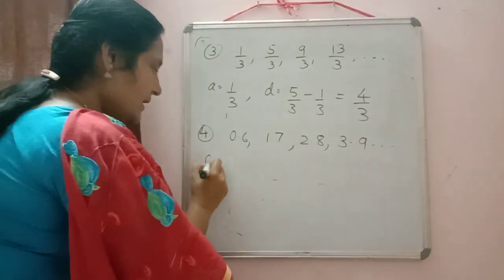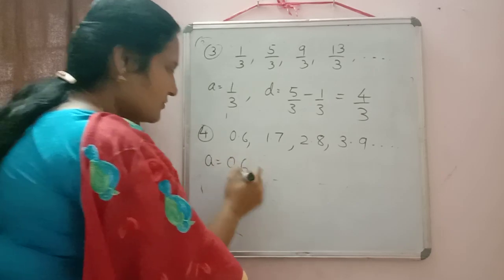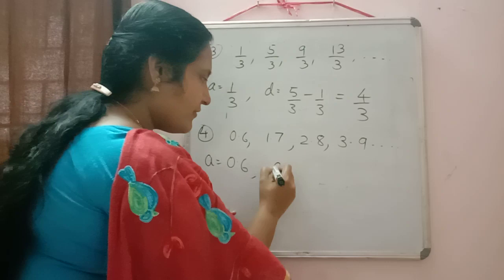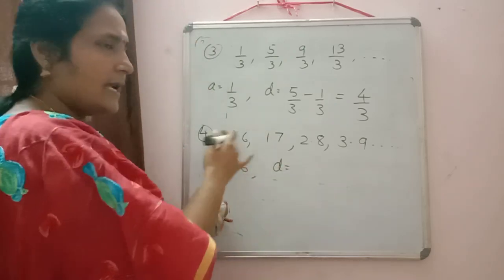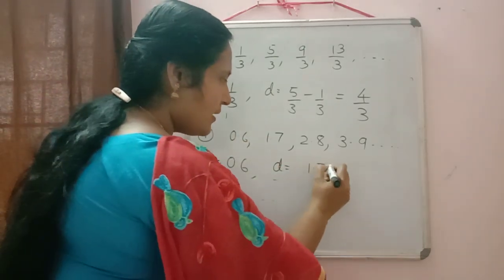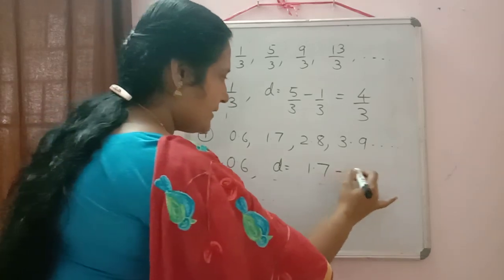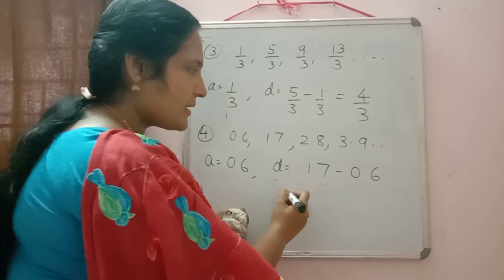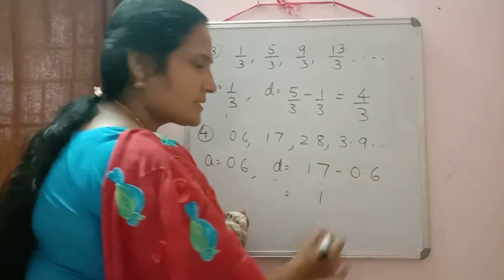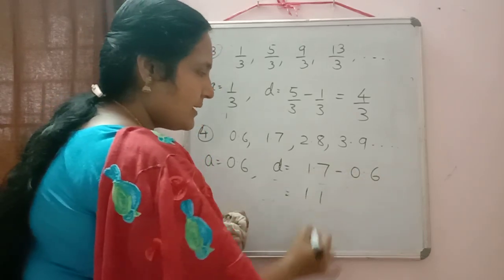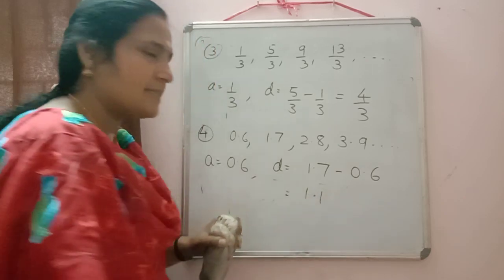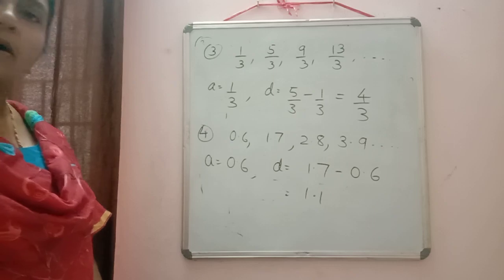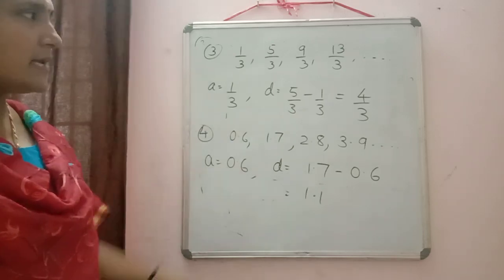The first term is 0.6. So we have A is equal to 0.6. Next, common difference, D is equal to second term minus first term. 1.7 minus 0.6. So normally we can do the subtraction there. 7 minus 6, 1. 1 minus 0 will be equal to 1, and between them decimal sign is there. So common difference is equal to 1.1. So hope the method is clear to you.